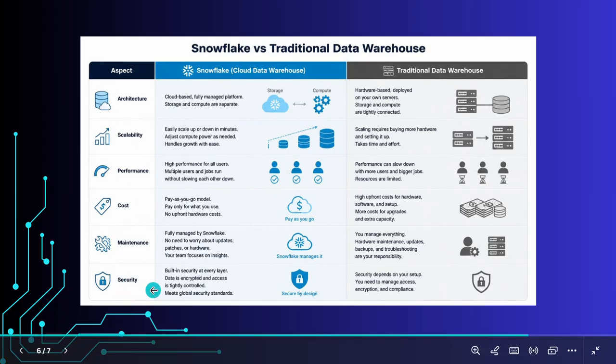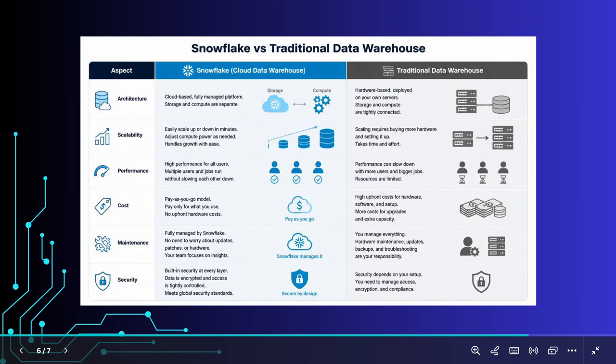Then the last topic is security. Snowflake has built-in security at every layer. Data is encrypted, access is tightly controlled, and it meets global security standards. But with a traditional system, security depends on your setup. You need to manage access, encryption, and compliance yourself.